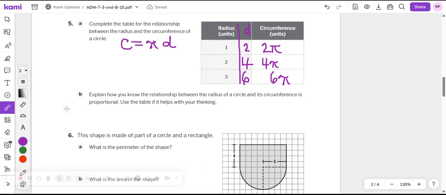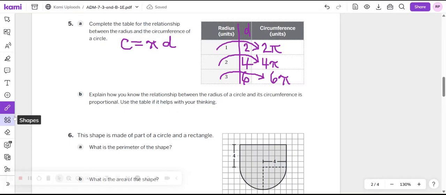Part B, it says, explain how you know the relationship between the radius of a circle and its circumference is proportional. Use the table if it helps with your thinking. Well, to go from the radius to the circumference, here we multiply by 2 pi. Here we also multiply by 2 pi. Here we also multiply by 2 pi. The 2 comes from doubling the radius to get the diameter, and then diameter is always multiplied by pi.